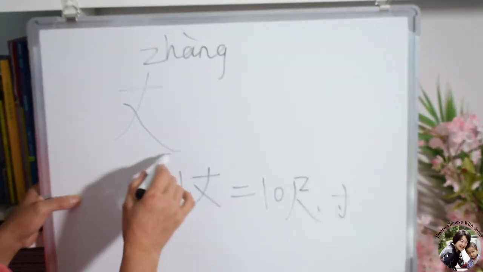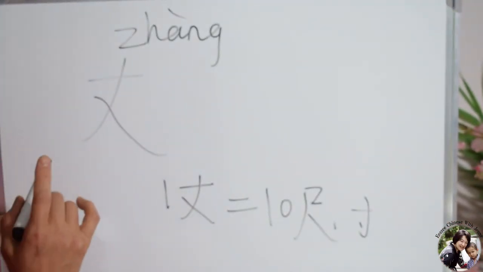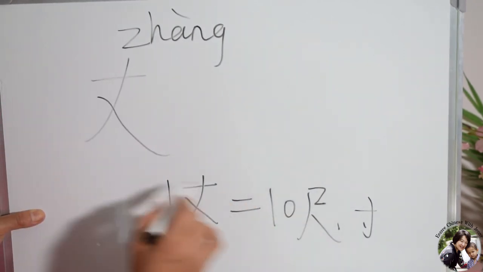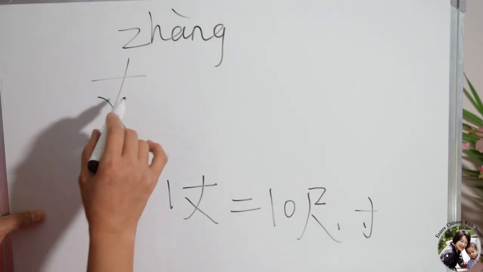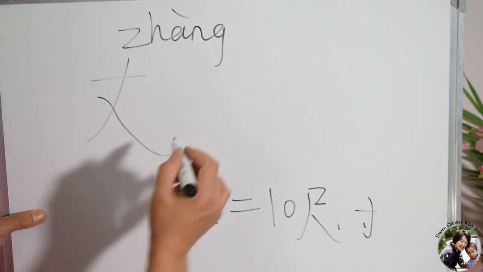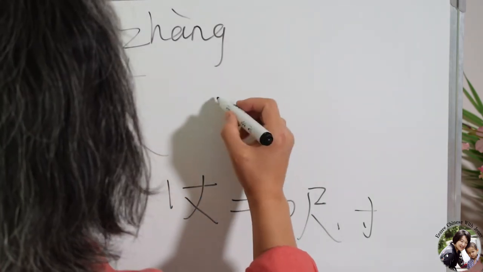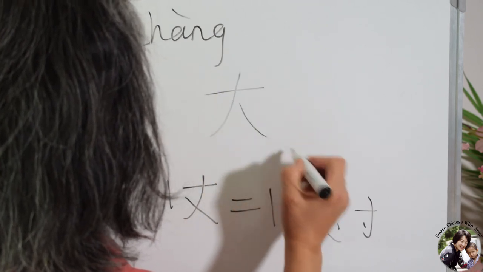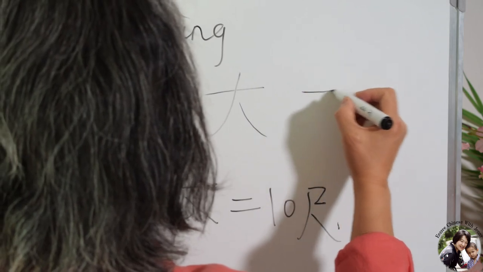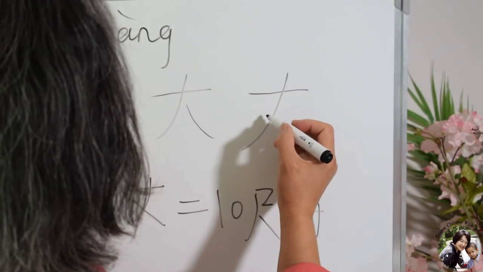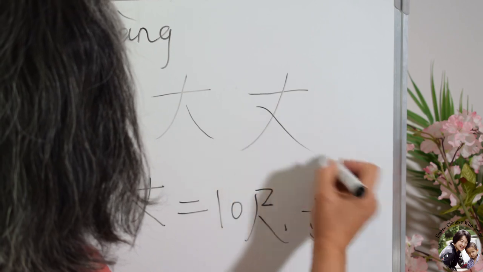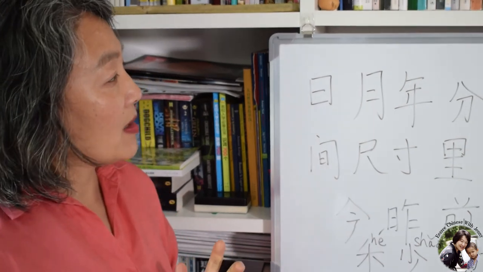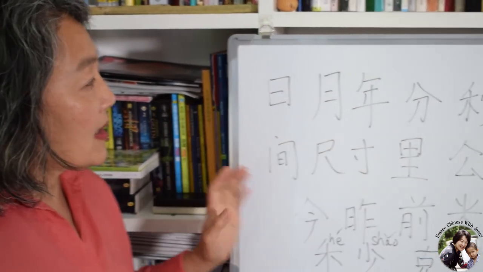There is another measurement which we don't use very often now, but this character means 十尺, equals ten chi. The pronunciation is zhang, 丈. In terms of writing, it's very simple. Remember the character 大? 大 is like this, but if you write the last stroke from here, it means 丈.